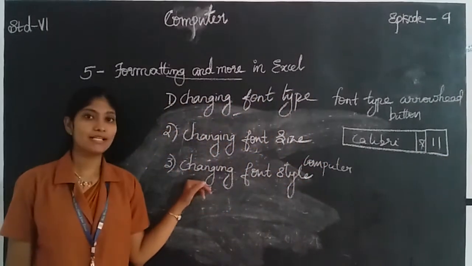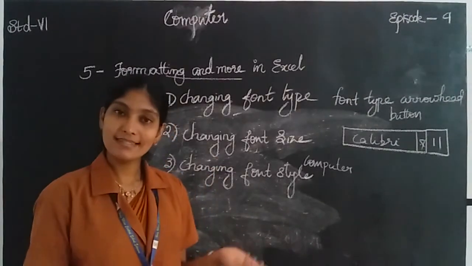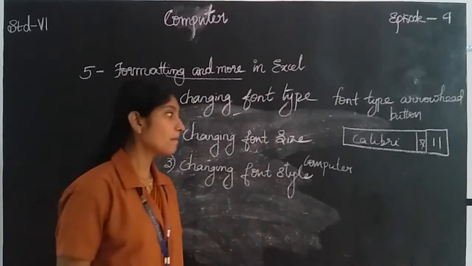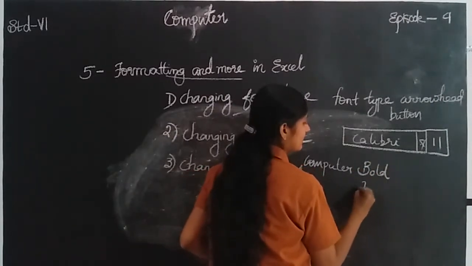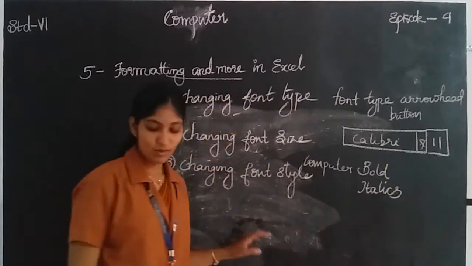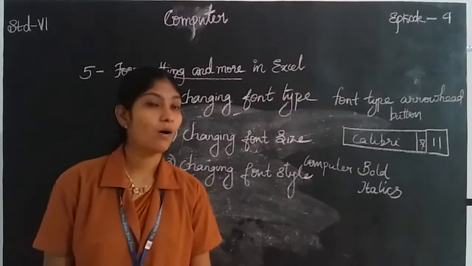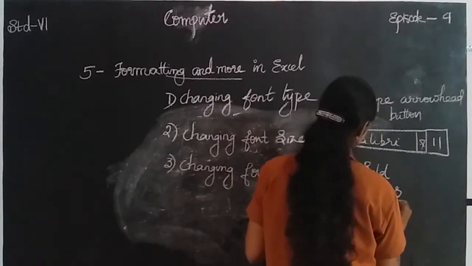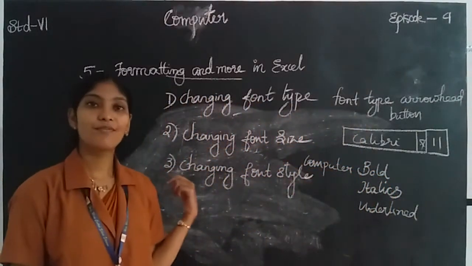So third one is what? Changing font style. Font style means we can change this text with another style format. For example, bold, italics. These are some of the examples of font style. So font style means the entries can be made bold, italic or underlined. Underlined. These are some of the font styles.